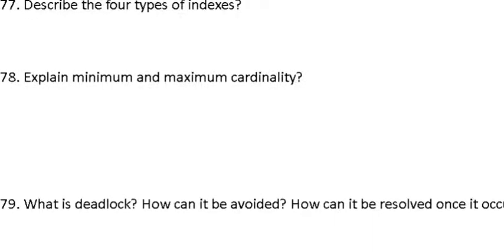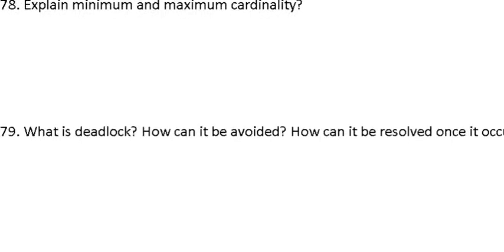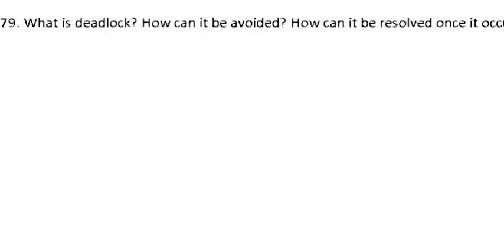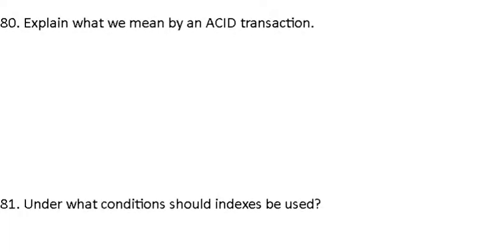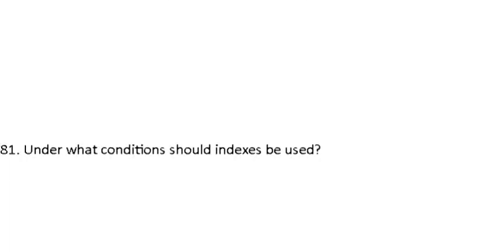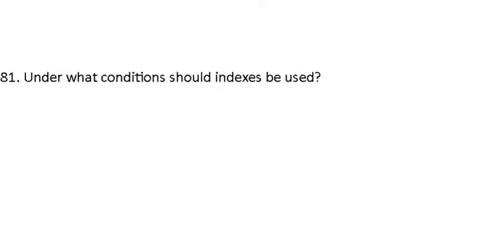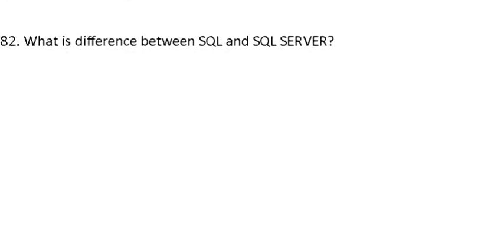What is a deadlock? How can it be avoided and how can it be resolved once it occurs? Explain what is meant by ACID transaction. Under what conditions should indexes be used? What is the difference between SQL and SQL Server? What is specialization? What is generalization?